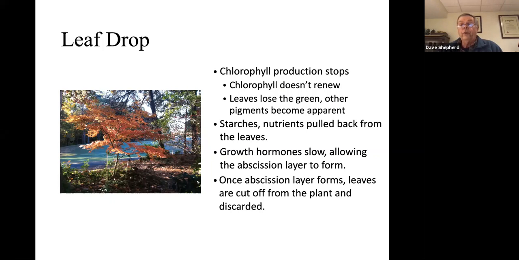So what happens? The chlorophyll production is stopped. The chlorophyll doesn't renew itself, so it senesces, and you start to notice that the leaves lose the green, and that other pigments become apparent. The sugars and the nutrients that remain in the leaf are taken back into the trunk and the branches for reuse and into the roots for a winter food store. The nitrogen from the chloroplasts is reclaimed for use in building the chlorophyll next season.